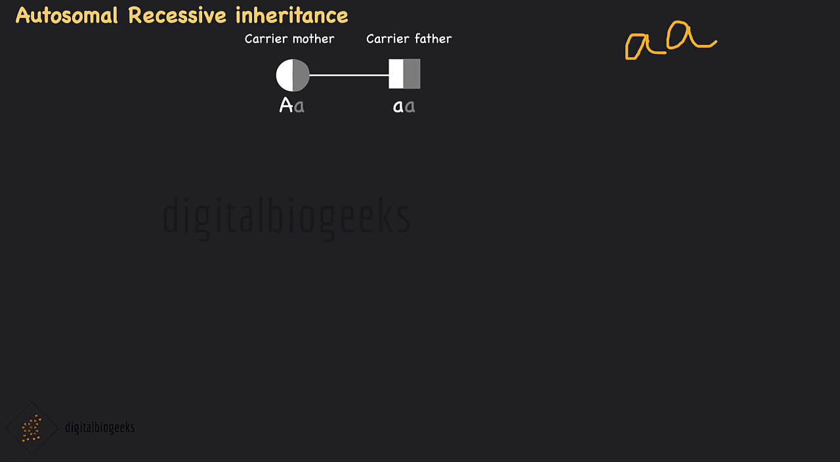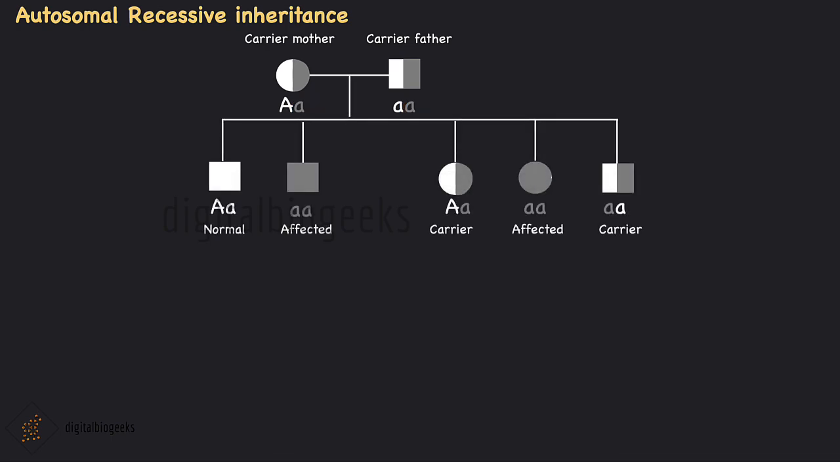In this pedigree chart, we can see the father and mother are carriers as they carry one defected recessive allele. The small a is defected in both of them, but they are not affected with the disease. Out of the 5 children they have, 2 are affected. Here this boy and this girl, they are affected.